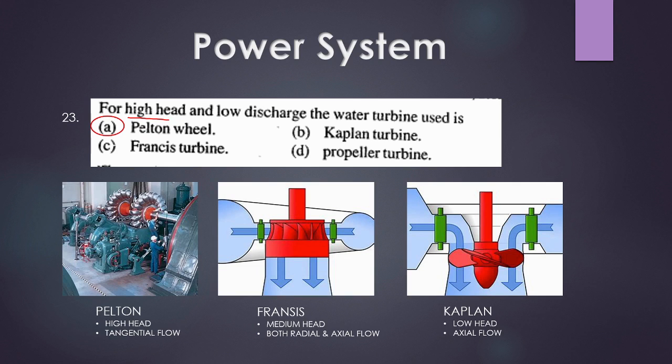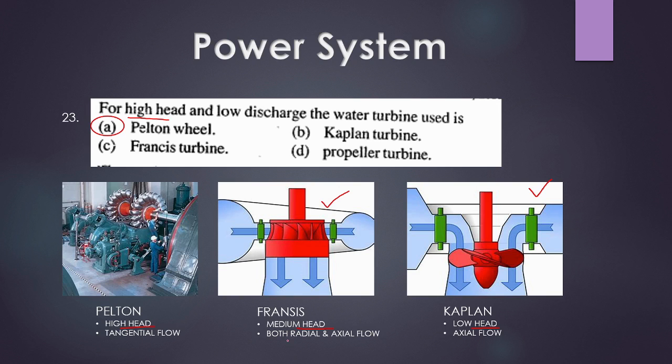As you can see in the figure, this is the type of turbine which is called the Pelton, this is called the Francis, and this is the Kaplan. Pelton is used in high heads, Francis is used in medium heads, and Kaplan is used in low heads. Pelton has always tangential flow of water. Here water will strike the Pelton turbine tangentially.